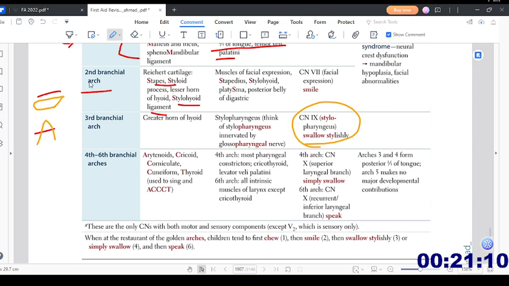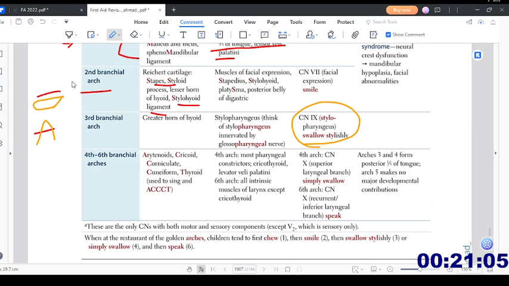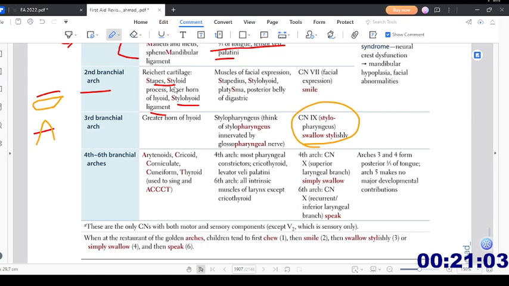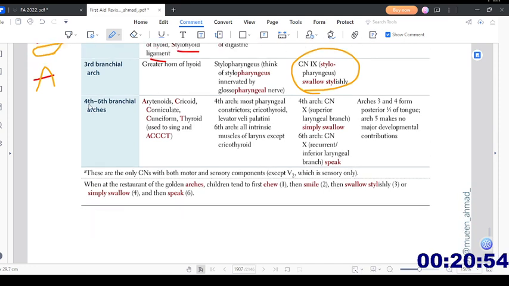stylopharyngeus muscle. So in this picture, the only purple muscle that is present is this one over here, the stylopharyngeus, like this purple muscle over here, as you can see. So this purple muscle is stylopharyngeus, and it is a third arch derivative, and it is supplied by the glossopharyngeal nerve, which is also a third arch derivative nerve.